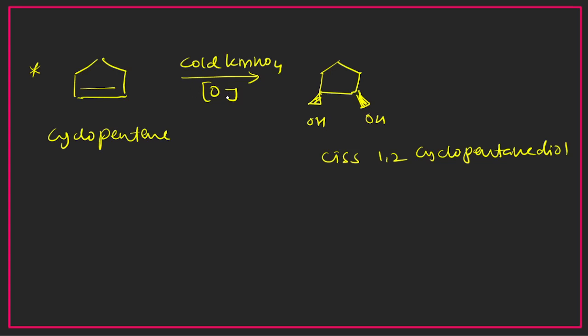Cyclopentene with cold dilute KMnO4 solution gives cis-1,2-cyclopentane diol.